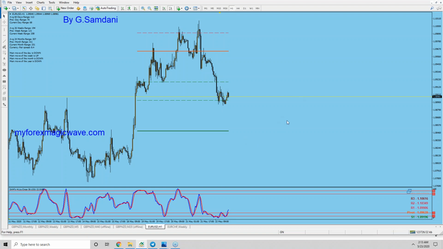Pick a few pairs which are currently moving a decent amount of pippage, at least 100 or more, right? Not like Euro franc, but 150, 200 pip daily range, and then learn how they behave, and how harmonic patterns, Elliott wave, support, resistance, trend lines, what's happening, and then trade them. It will be much, much more lucrative.